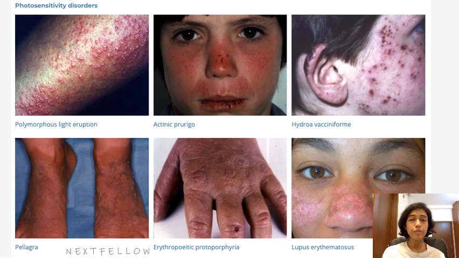So here are some other photosensitivity disorders just for you to see what they look like. So you have polymorphic light eruption. It's usually seen as pinpoint papules, groups of papules. They are usually hypopigmented, but they can look erythematous as well. Actinic prurigo, hydroa vacciniforme, not very common in our populations. Pellagra is a photosensitive dermatitis that is seen on the hands and feet. Here's an erythropoietic porphyria. Okay, you can see the lichenification, thickening of the skin on the hands, and here is lupus erythematosus. So these are just some examples of photosensitive disorders.